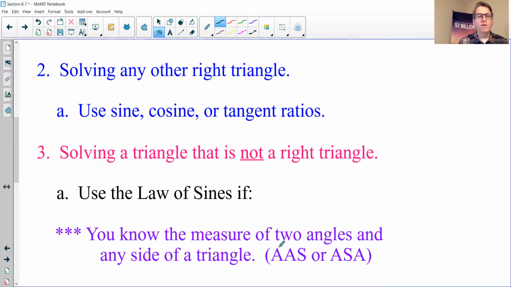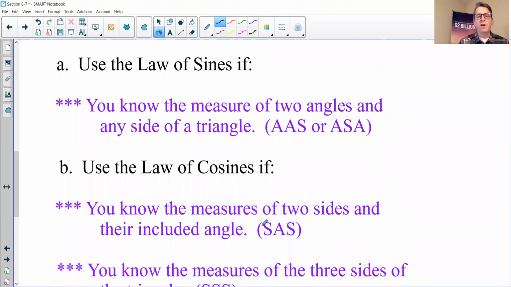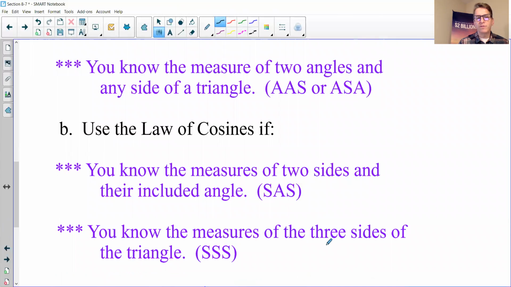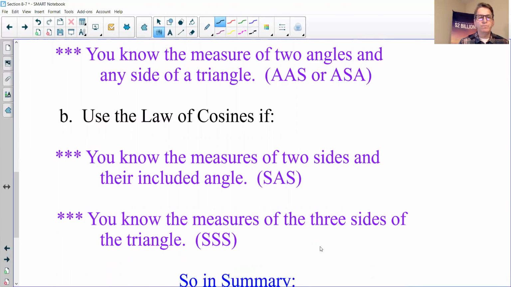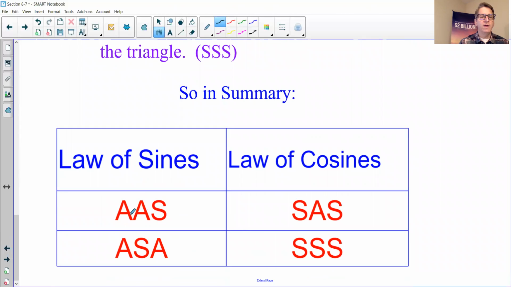if you know the measure of two angles and any side of a triangle, so angle, angle, side, or angle, side, angle. And you'd use the law of cosines if you know the measure of two sides and their included angle, side, angle, side, or you know the measures of the three sides of the triangle. So in summary, the law of sines, you would have angle, angle, side, or angle, side, angle. The law of cosines, you would have side, angle, side, or side, side, side.